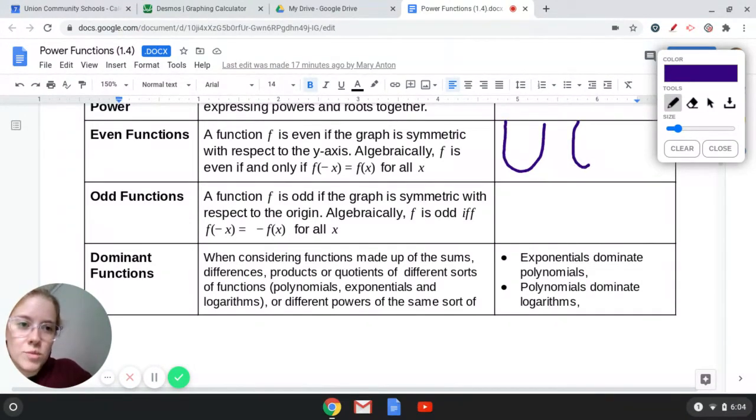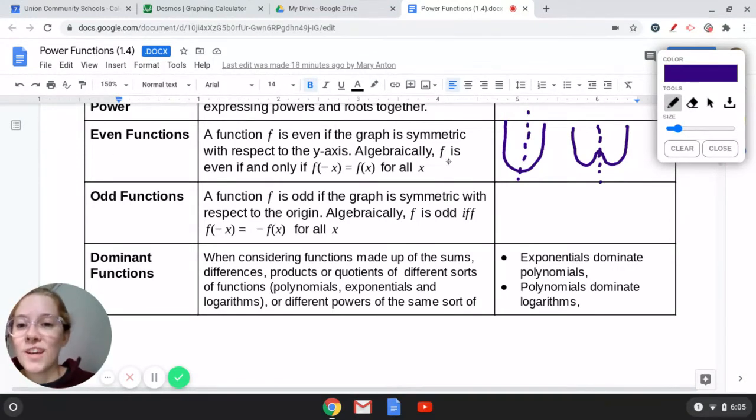Some functions look like w's. So you might end up with functions like this. These are all symmetric across the y-axis. If they cross the y-axis, they are called even functions.